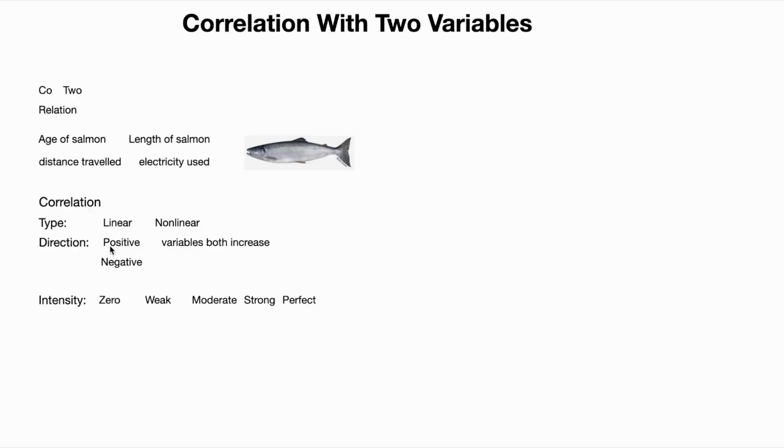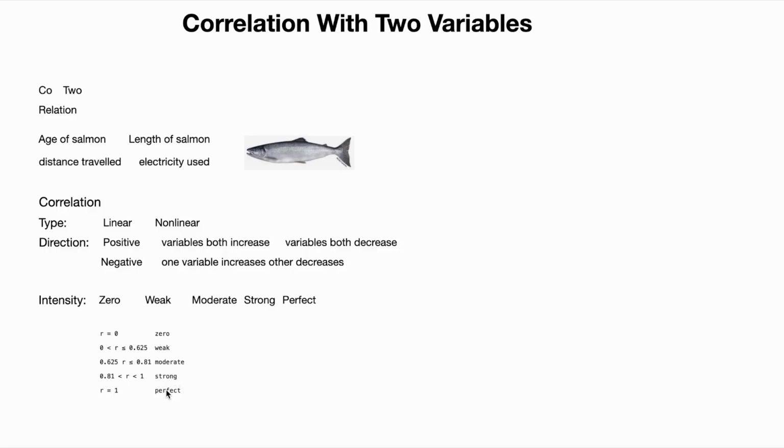The direction could be positive. That means the variables both increase or they both decrease. Or it could be negative, where one is increasing, the other is decreasing. If the correlation coefficient is zero, then the intensity is zero. If the correlation coefficient is anything less than, let's say, 0.625, it's weak. If it's greater than or equal to 0.625 and less than or equal to 0.81, then it's moderate. If it's anything greater than 0.81 and less than 1, it's strong. But if it's 1, it's perfect.